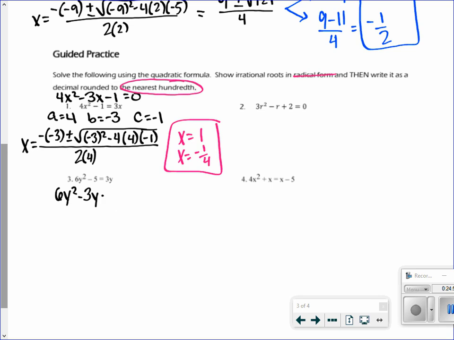Okay. Making one side 0. What is the A value? 6. What is the B value? -3. And the C value is -5.